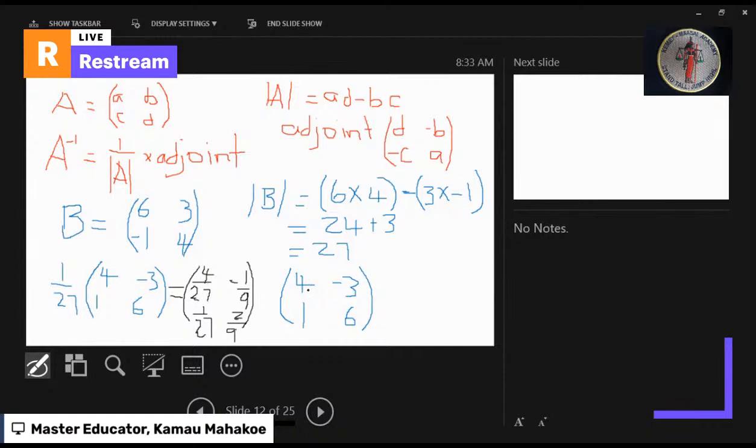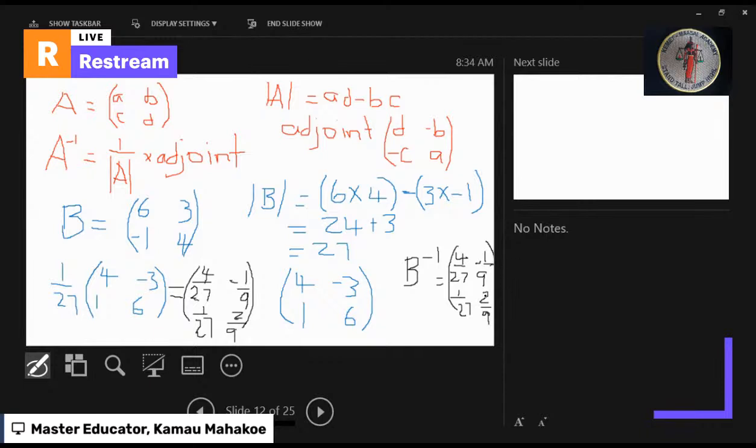So on your page, you would do it step by step to show. I'm using limited space, so I'm all over the place, so bear with me. So that's the inverse of B, 4 over 27, negative 1 over 9, 1 over 27, and 2 over 9.